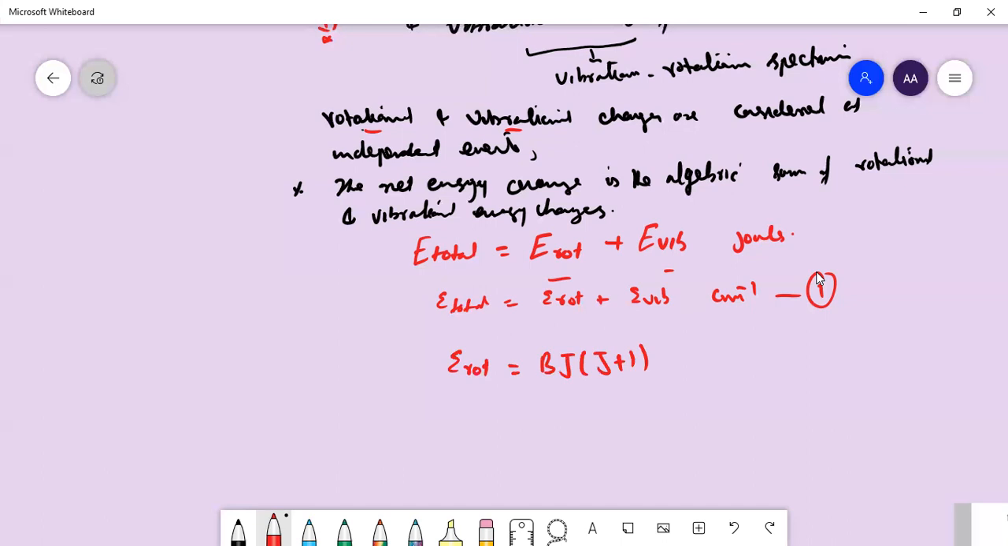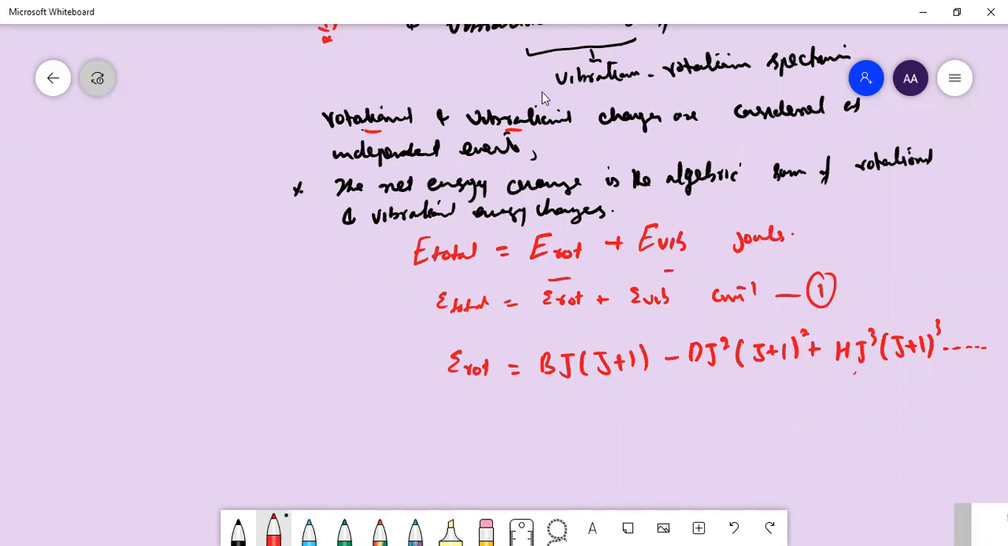And along with this, I have the distortion constant term, DJ²(J+1)², plus some other terms for higher energies, that is HJ³(J+1)³ and so on. So this is the energy equation for a rotating diatomic molecule. I can say we have the energy equation for a diatomic rotating molecule.